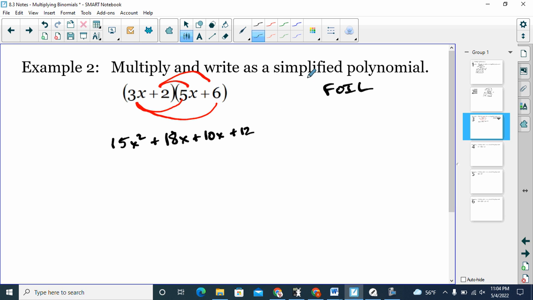We do need to write our answer in simplest form, which means any like terms we need to combine. We don't have a lot of like terms here. There's no other x squareds, there's no other constants, but we do have these two terms here that we can combine. Positive 18x plus 10x gives us 28x. And I've got that plus 12.